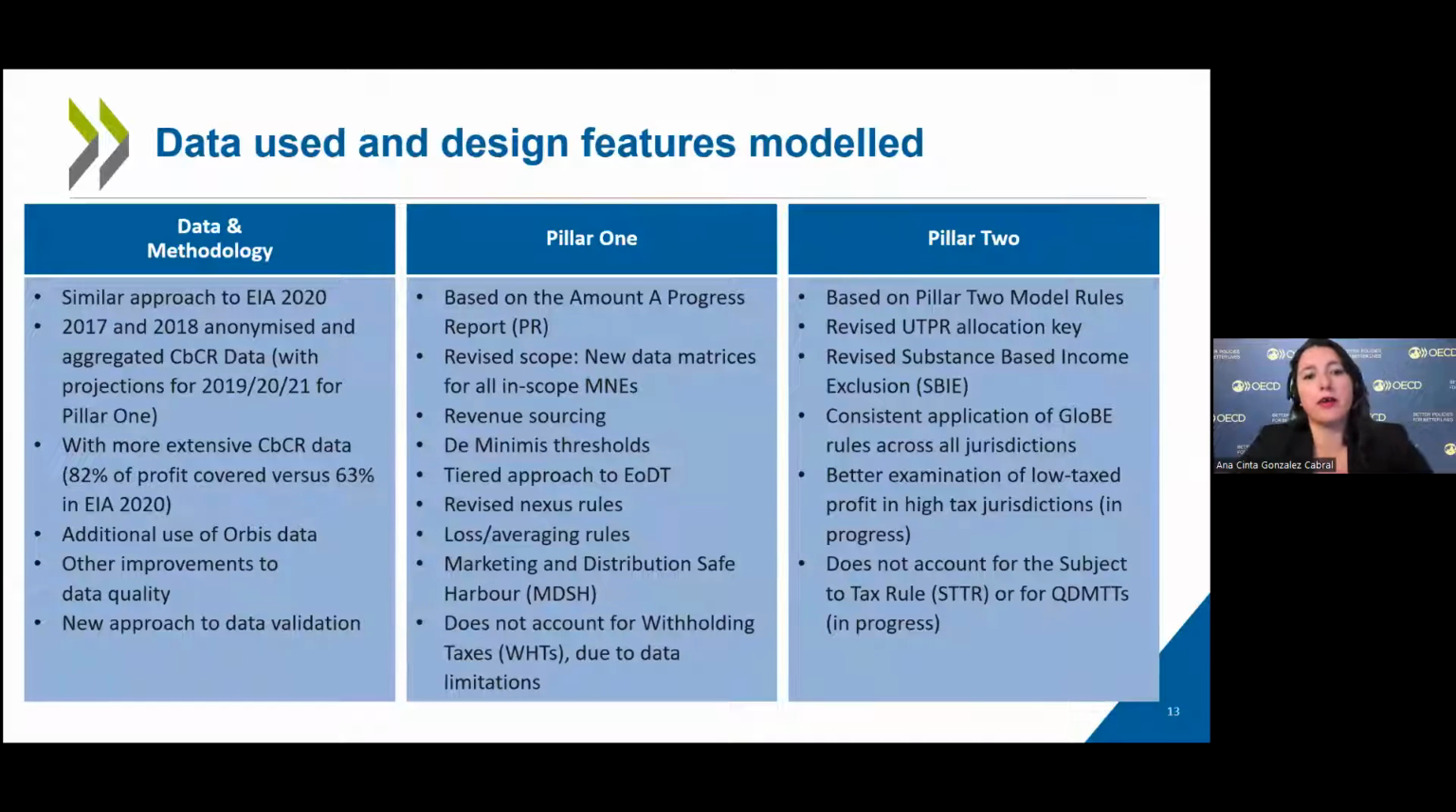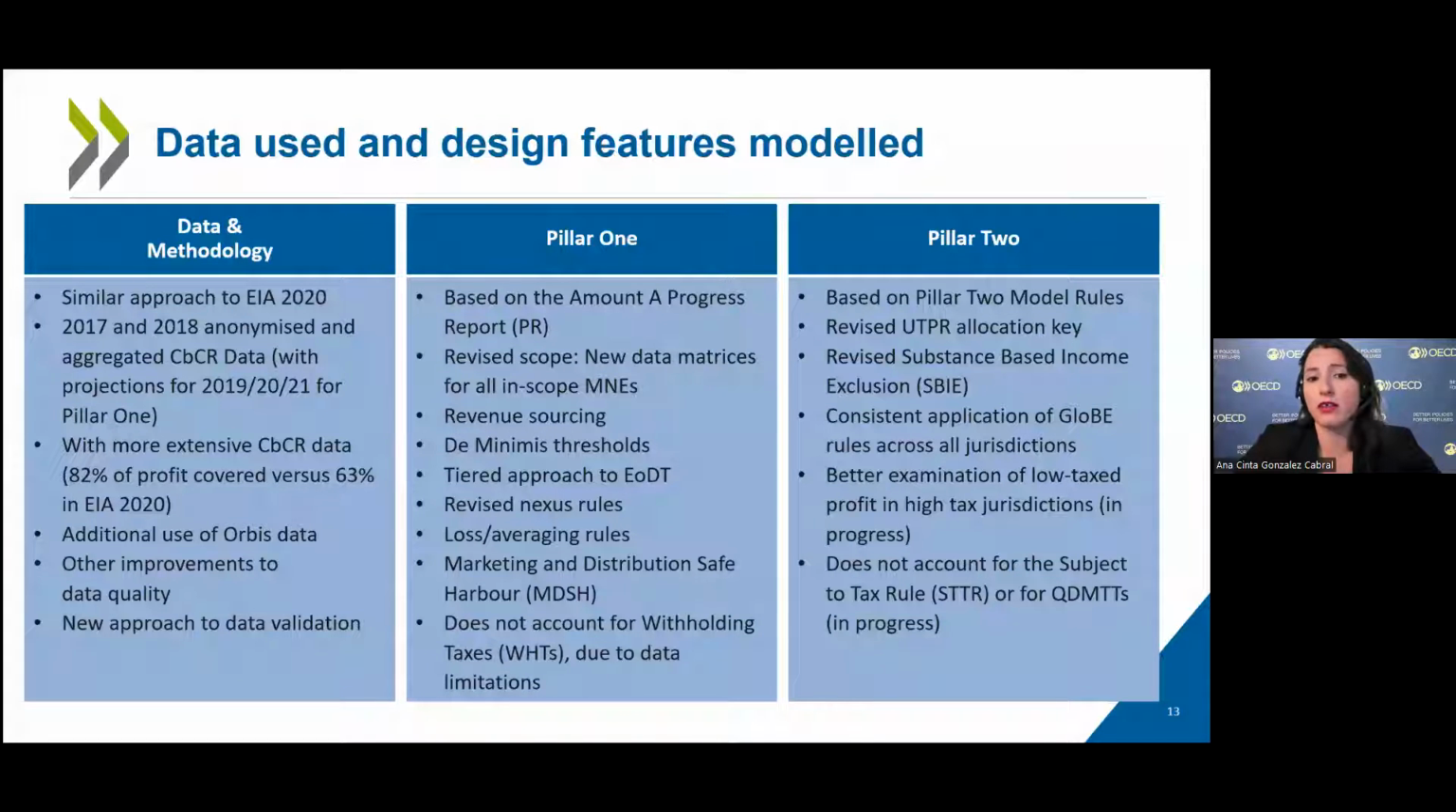On this slide, we move now a bit into providing you an overview of the methodology and of the data that we are using, as well as of the key design features that we're modeling for both pillars. So starting with data and methodology, the approach that we're using is largely based on the economic impact assessment in 2020, but we have made certain methodological improvements and extensions to better capture the design of both pillars.